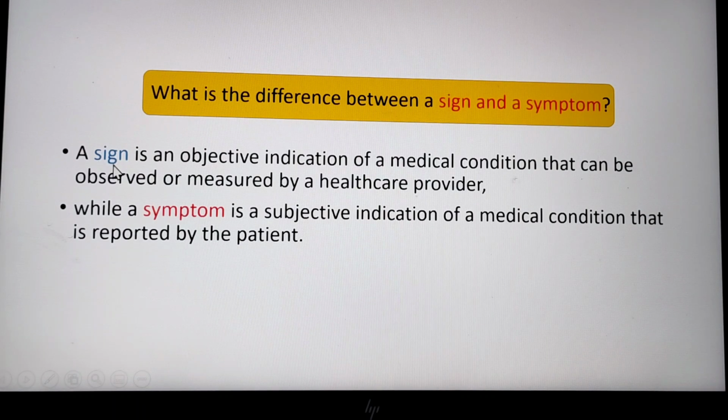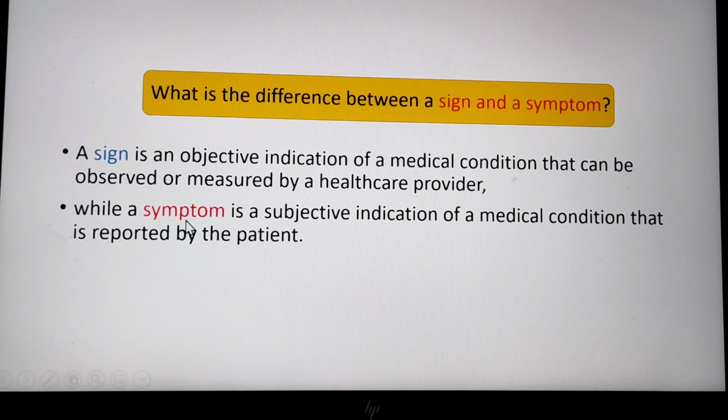Fever is an example of a sign. The healthcare provider can use a thermometer to measure the patient's body temperature, and it is recorded in the patient's medical record as a sign of an underlying condition. So why does the fever come? The fever comes due to some underlying condition, some changes in our body. So it is a sign, where the fever can be measured by a healthcare provider.